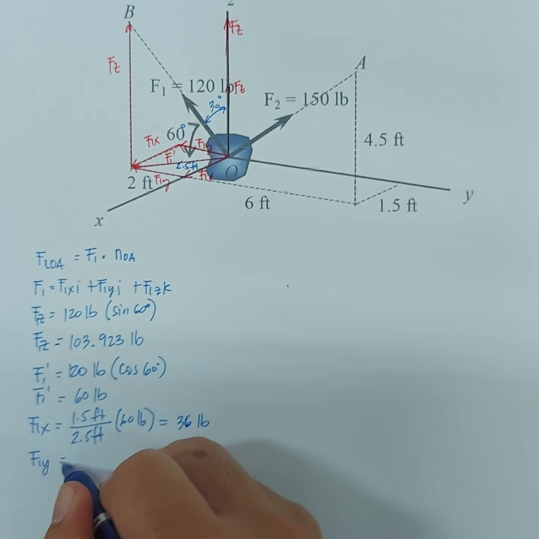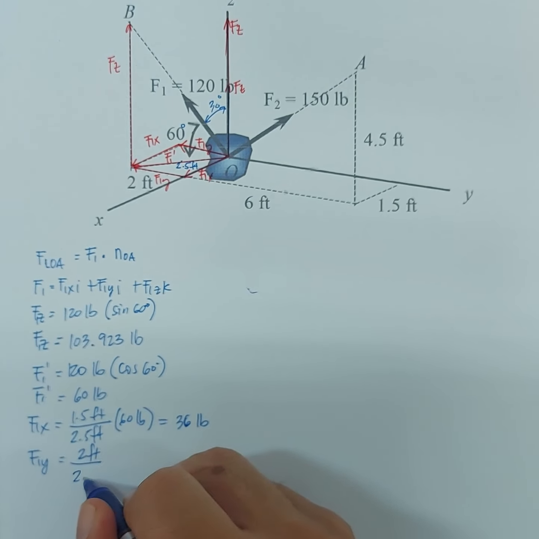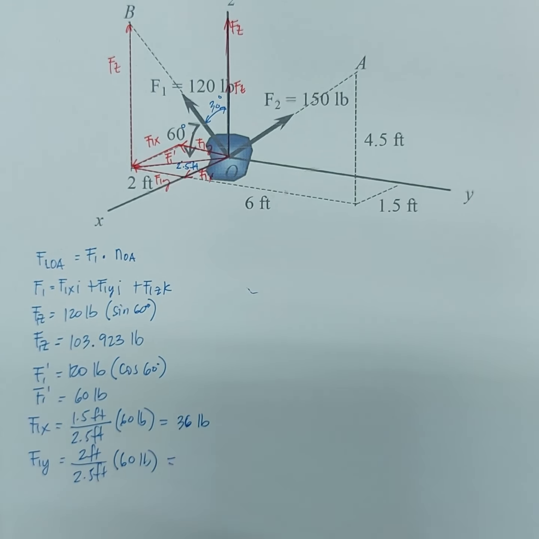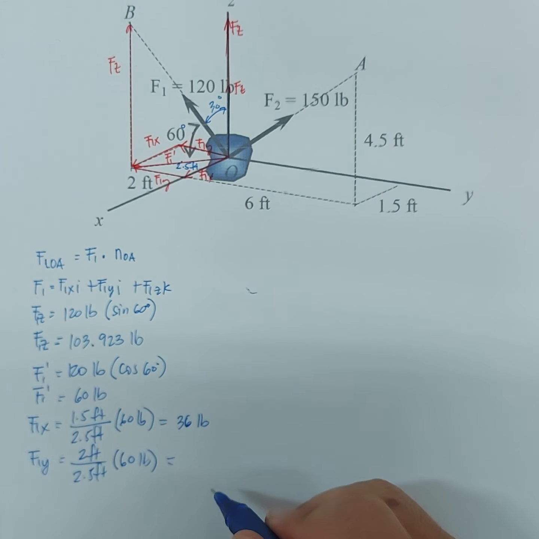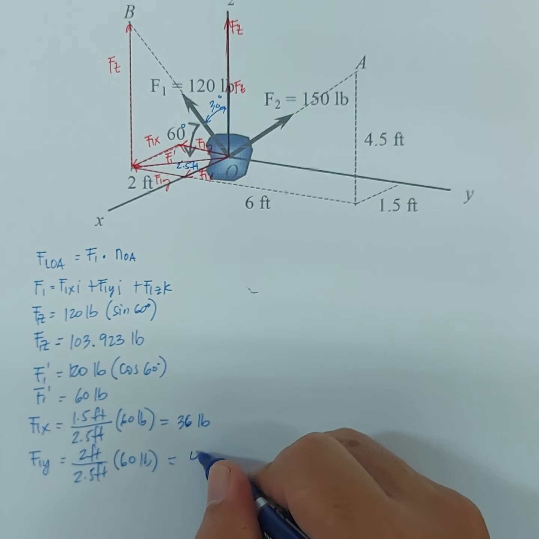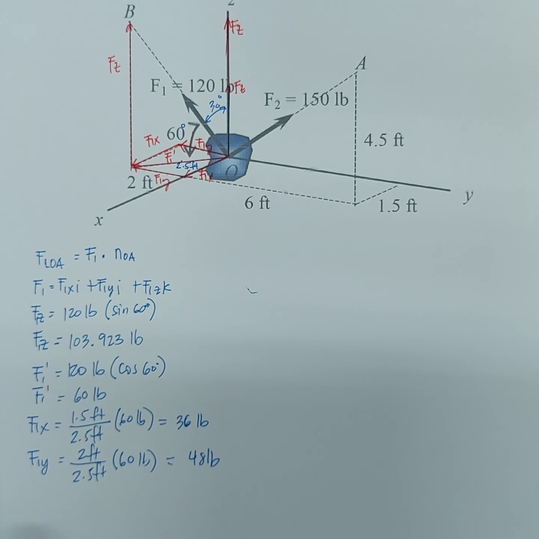So, F1y is equal to, we have 2 feet over 2.5 times 60, and that should be equal to, so, ilan to? 48 pounds. Okay? Check ko lang sa calculator natin. Yes, it's 48 pounds. And check also the sign natin ng mga direction ng ating mga components.